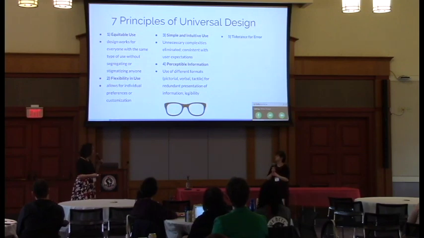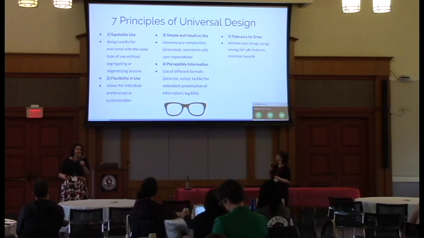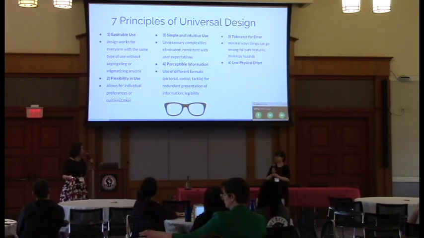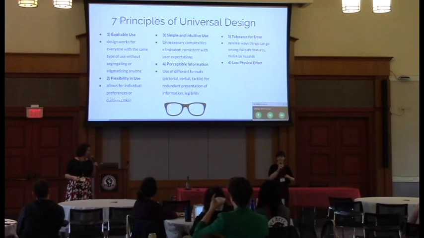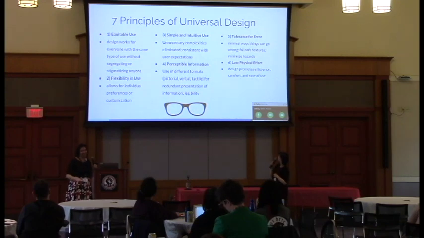The next one is tolerance for error. So that's basically trying to make it not breakable and not hazardous. So there should just be minimal ways that things can go wrong. And then number 6 is low physical effort. Basically efficiency of the space, comfort, and ease of use.